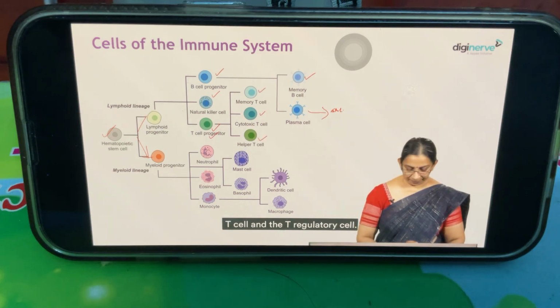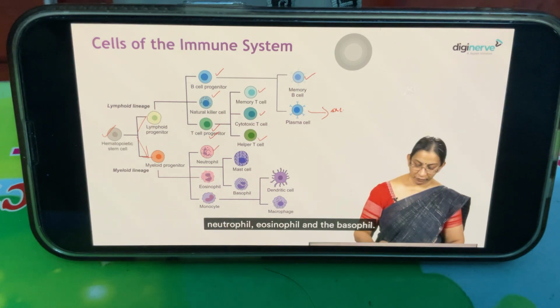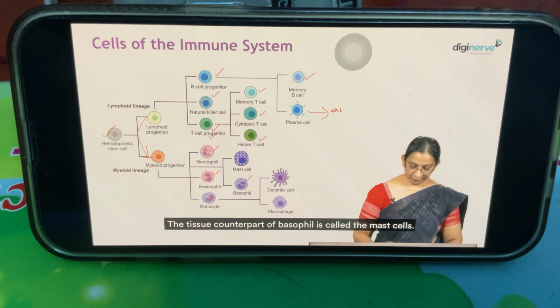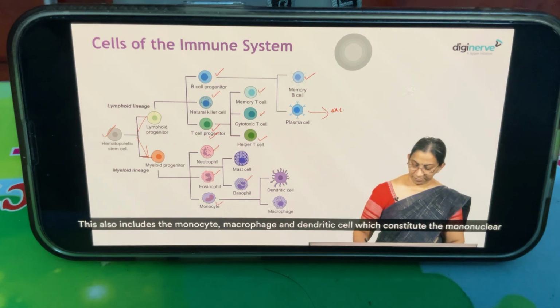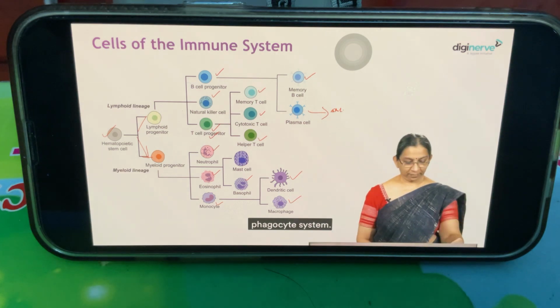the T regulatory cell. If you look at the myeloid progenitor, it differentiates into the granulocytes, namely neutrophil, eosinophil and the basophil. The tissue counterpart of basophil is called the mast cells. This also includes the monocyte, macrophage and dendritic cell which constitute the mononuclear phagocyte system.